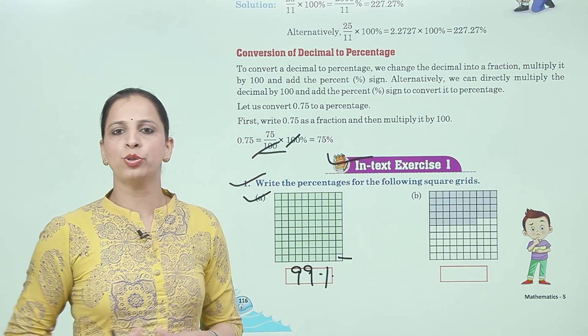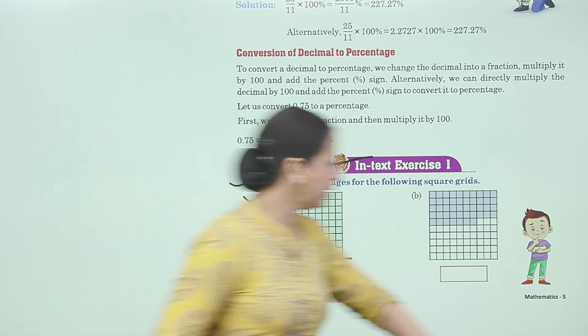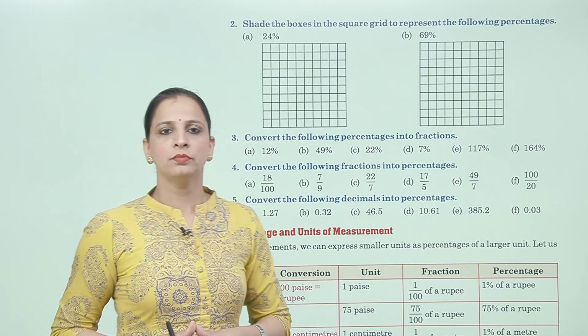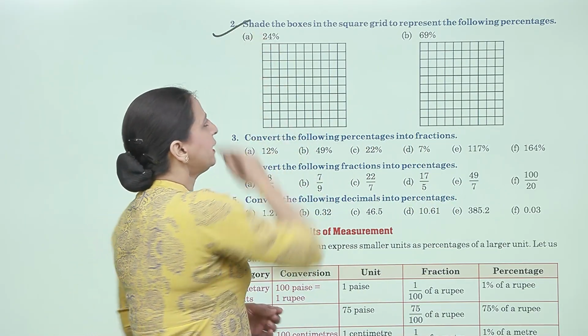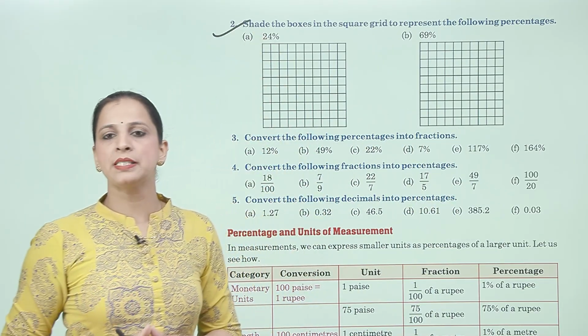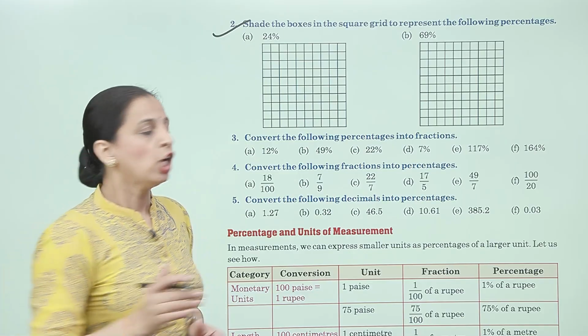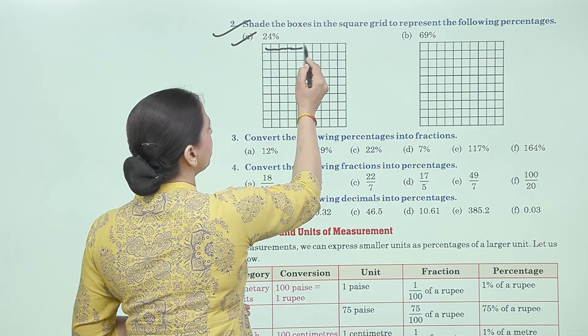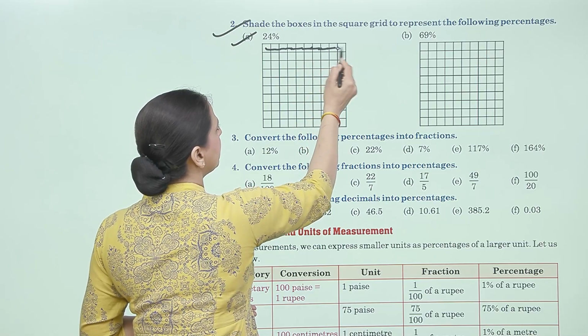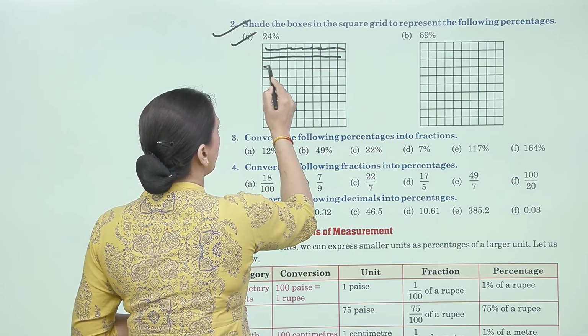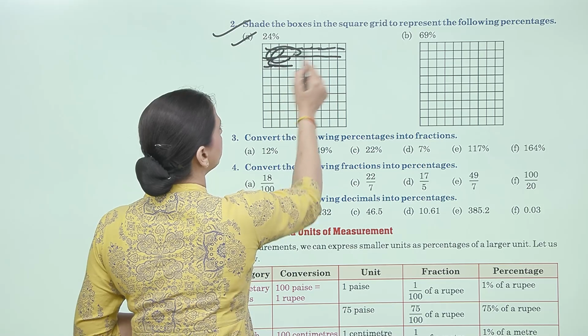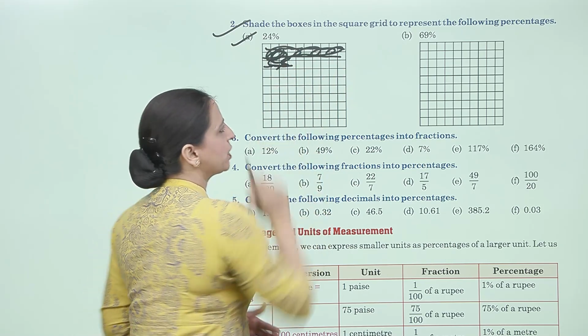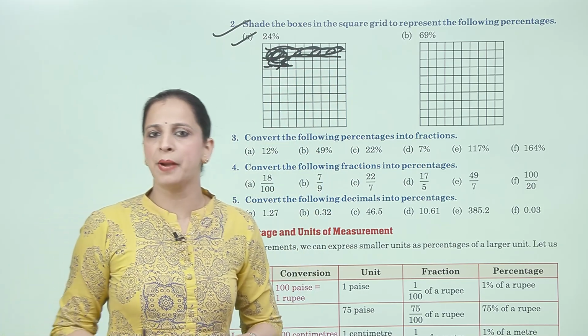तो बच्चों सेम मेथड को यूज करते हुए बाकी के पार्ट्स आप खुद ट्राई करेंगे. Now question number 2, shade the boxes in the square grid to represent the following percentage. A 24%, तो 1 2 3 4 5 6 7 8 9 10 10 20 1 2 3 and 4. This is the 24%. तो बच्चों सेम मेथड को यूज करते हुए बी पार्ट आप खुद ट्राई करेंगे.